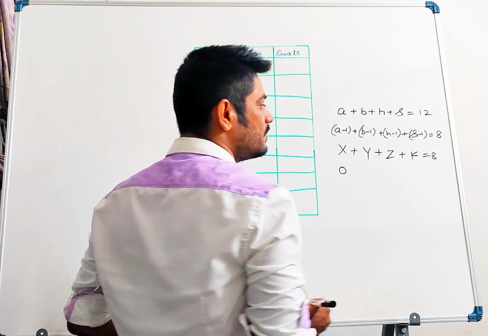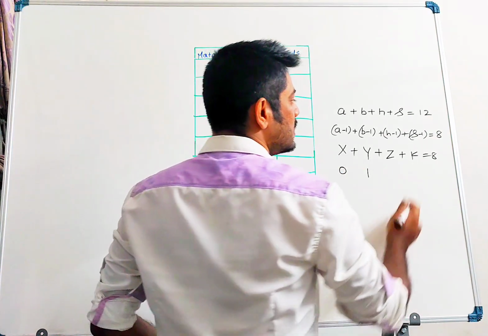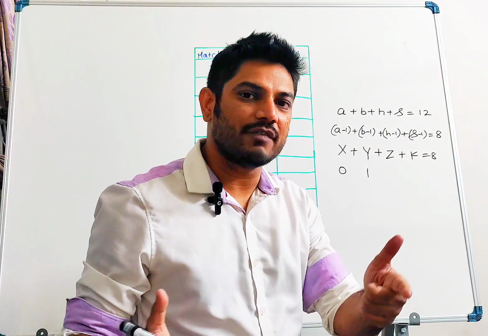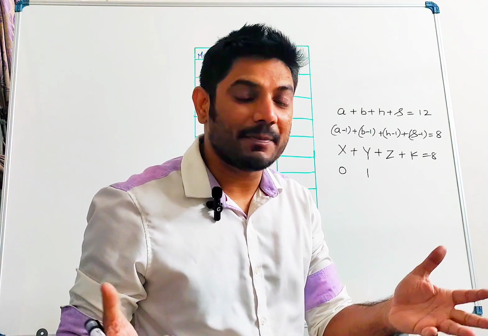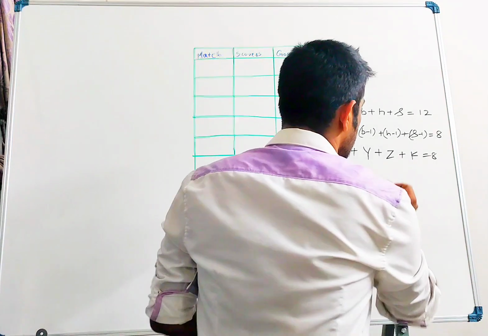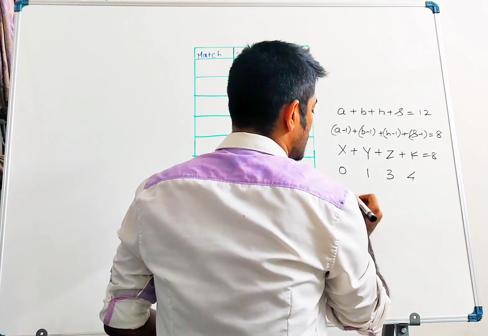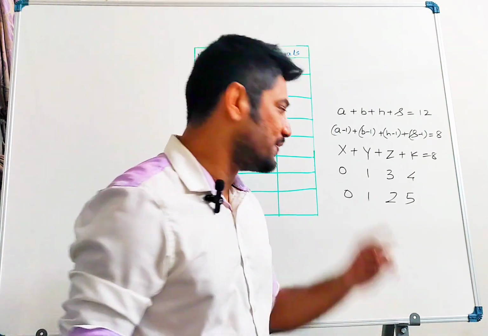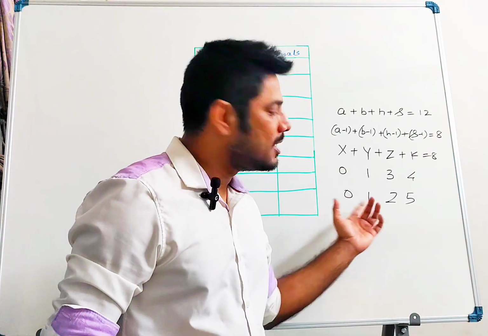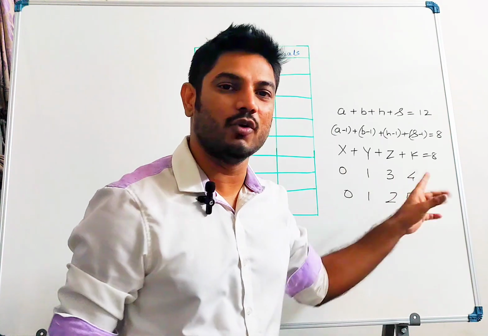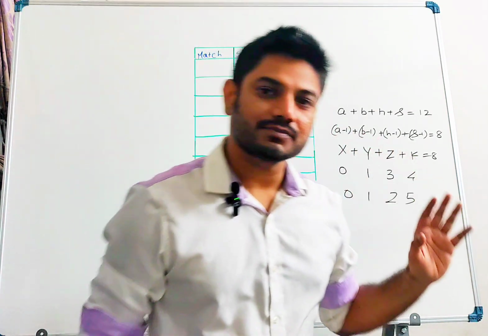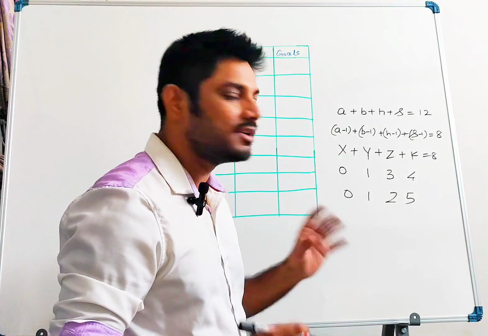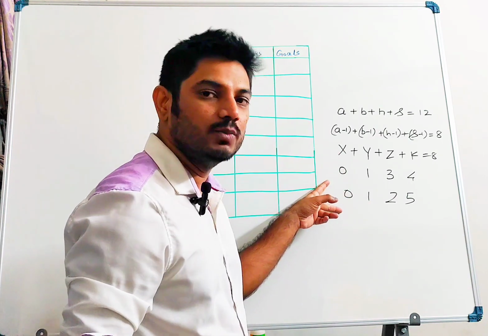If I take X as 0, I'll take Y as 1. I have to complete 7 more. How many possibilities to do 7? I can do 2 and 5, 3 and 4. I cannot repeat, so I cannot take 1 again. So, 0, 1, 3, 4 or 0, 1, 2, 5. These are the only 2 possibilities. If you want, you can check it. You can take 2, but then ultimately the other values have to be 1 and 4 or 1 and 5. So, these are the only possibilities and we have to shortlist out of these 2.